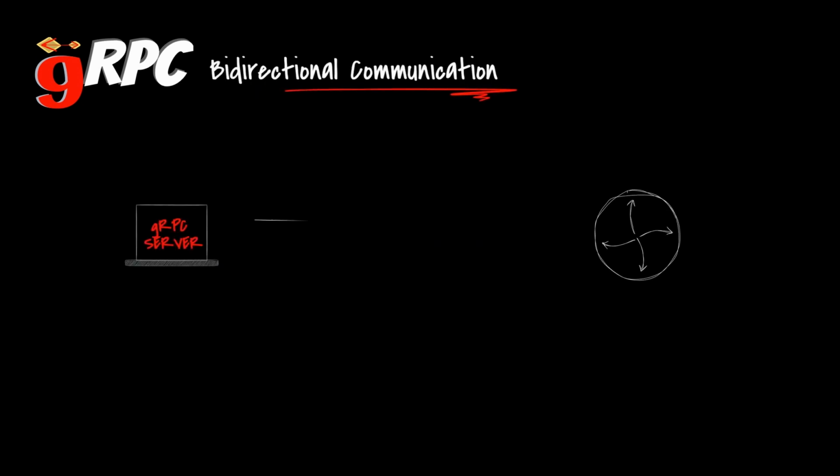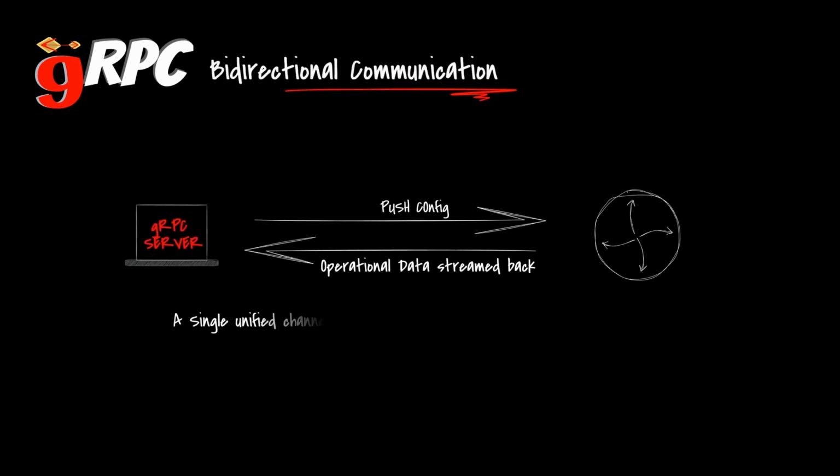In addition to secure and efficient transport, gRPC provides bidirectional streaming and connection multiplexing. This means that you can dial in to a router, push down new config, including telemetry subscriptions, and have operational data streamed back, all within a single unified channel and by using the same underlying data model.